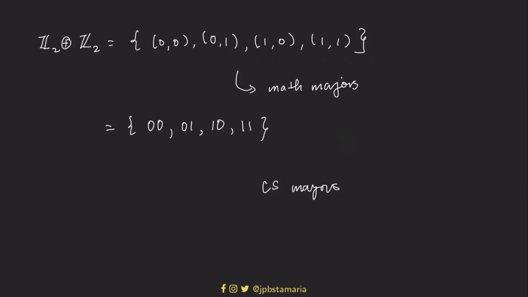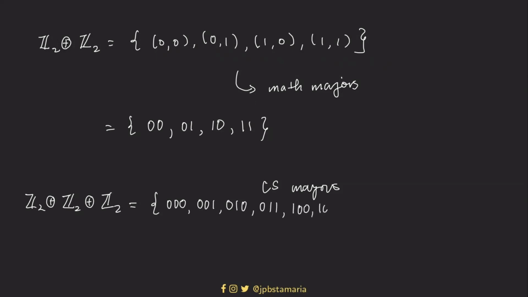Kaya halimbawa, pag nakakita kayo ng Z2 plus Z2 plus Z2, no? Paano pag tatlo na yan? Triples na tayo ngayon. So, para mga binary strings na ito of length 3, ito yung 0, 0, 0, 0, 0, 1. Did you understand me? Yun lang naman yun. 0, 1, 0, 0, 1, 1. What else? 1, 0, 0, 1, 0, 1, 1, 1, 0, 1, 1, 1. Walo yan lahat.